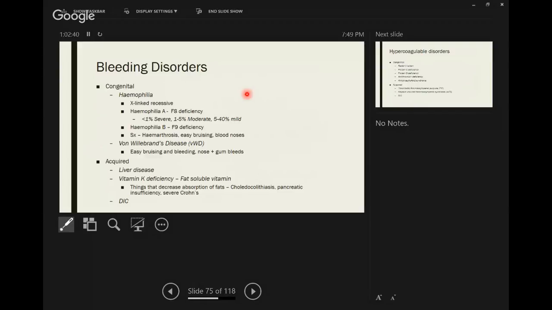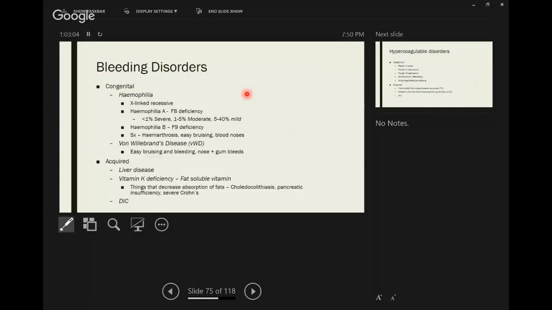Von Willebrand's disease: you get easy bruising and bleeding, nose and gum bleeds, and that's because of a decrease of von Willebrand factor. So it's effectively a factor 8 deficiency, because factor 8 has a tiny half-life, and to supplement that, the body has it carried by von Willebrand factor, which increases its half-life massively.